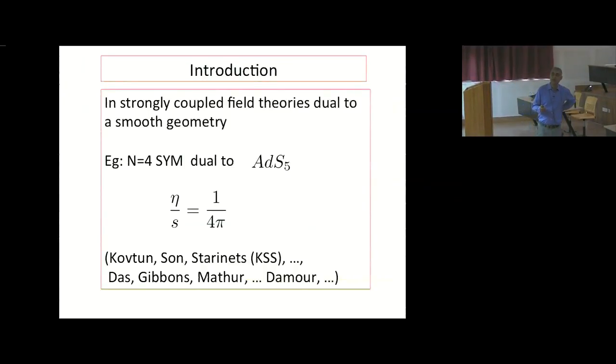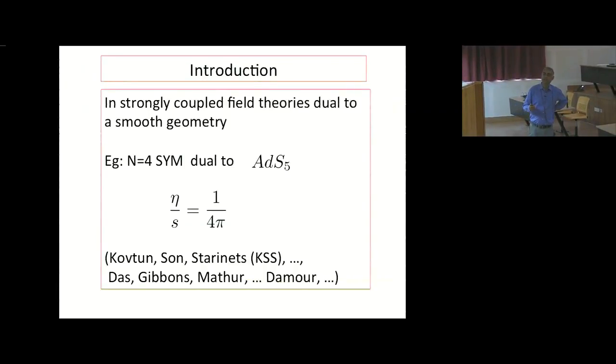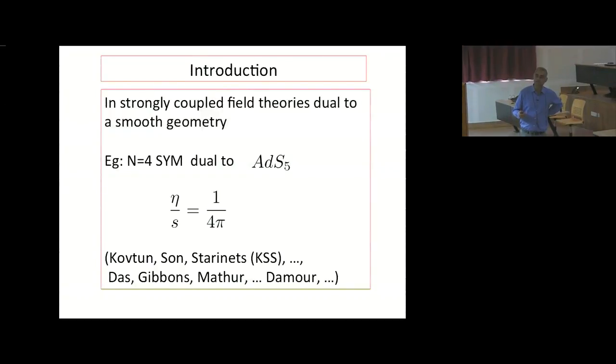So as you all know, it's a famous result in strongly coupled field theories dual to a smooth geometry, for example, the N=4 super Yang-Mills theory, which is dual to AdS5. We know that the shear viscosity over the entropy density equals 1 over 4 pi. This is a result which was derived by Kovtun, Son, and Starinets.